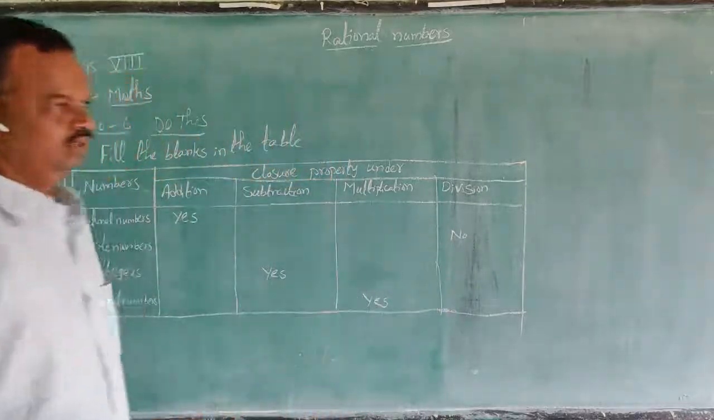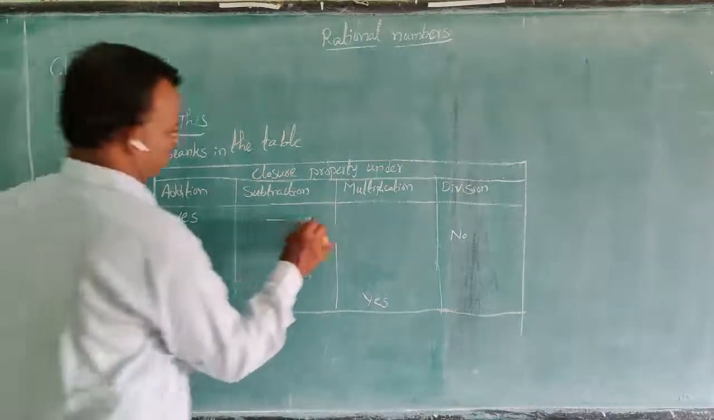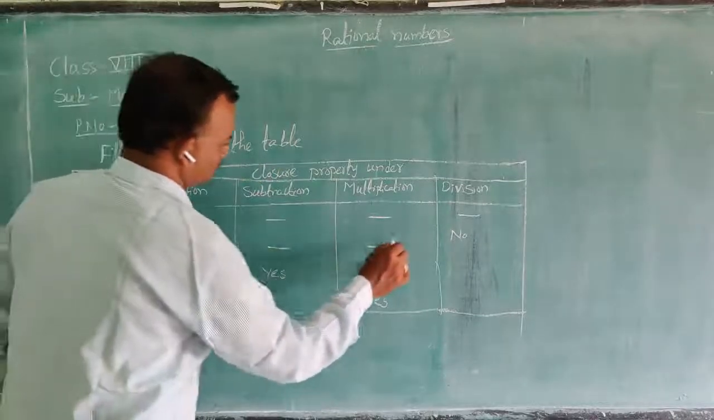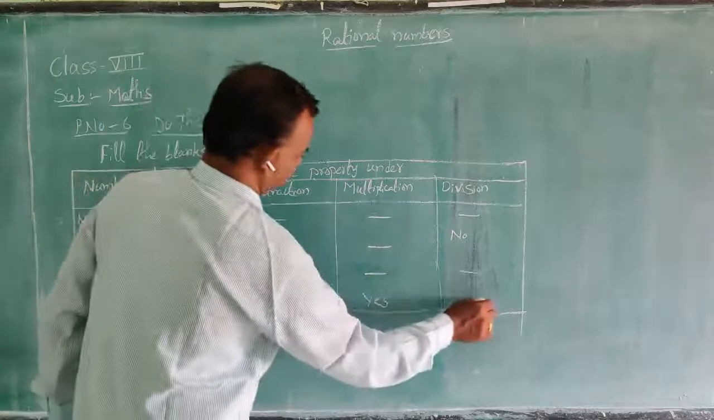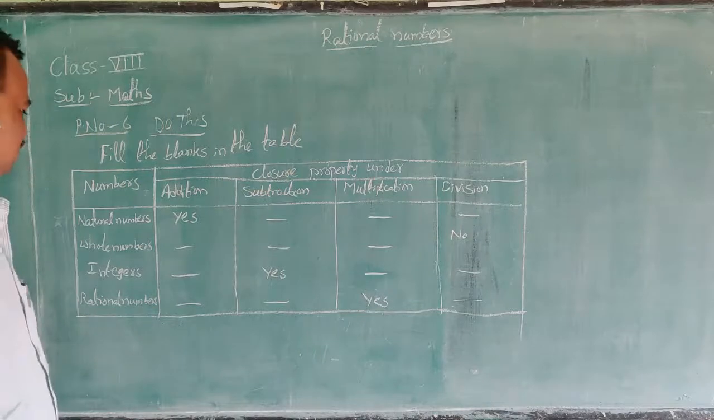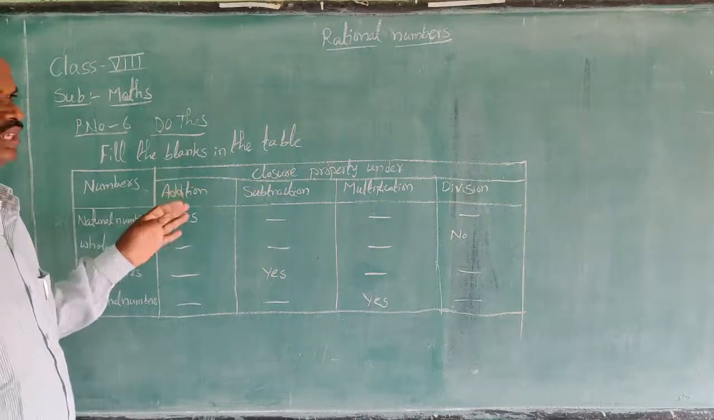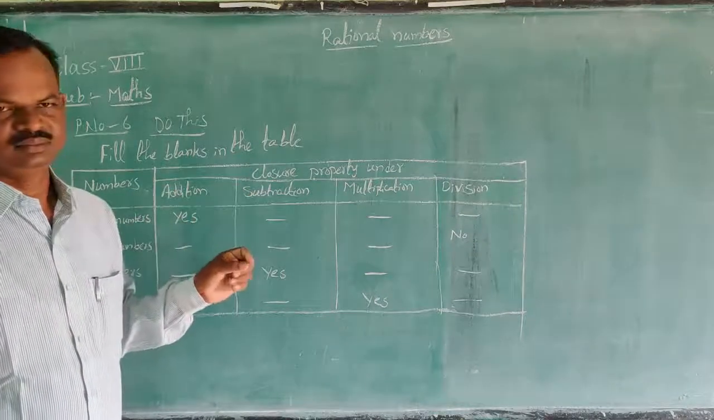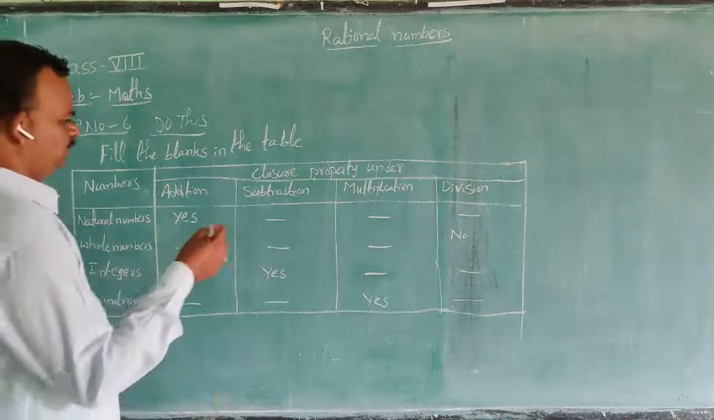This is the table. We will fill the blanks. The remaining are blanks. Yes or no means whether the condition is satisfied or not. Here, natural numbers. Addition is closure: 2 plus 3 is equal to 5. Subtraction: 2 minus 3 is equal to minus 1. It is not a natural number.